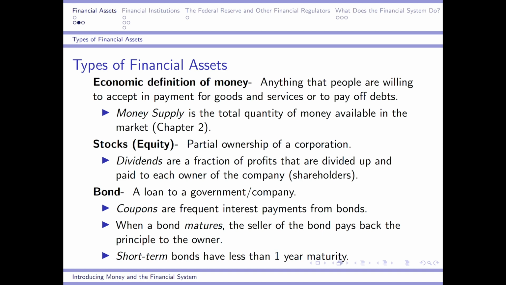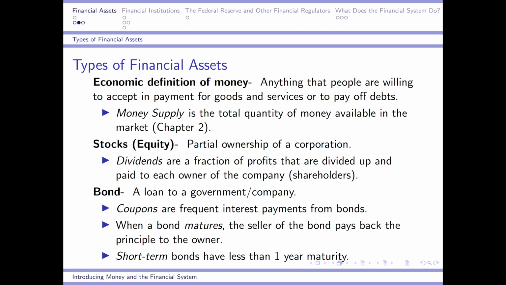So pretty cool there. Now, bonds are just a fancy term for a loan, and they can either be private or public, private to another company or public to the government. And bonds are a bit tricky, so we're going to get into them more in depth later on in the course, but they have coupons, maturity rates, and term rates.